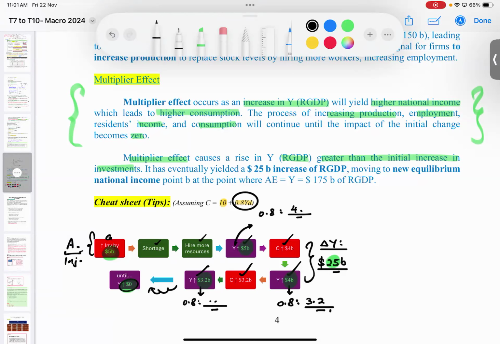That's why your equilibrium output, at first 150 billion, now increases to 175 billion. So in between, you can see the change in output, which is 25 billion.